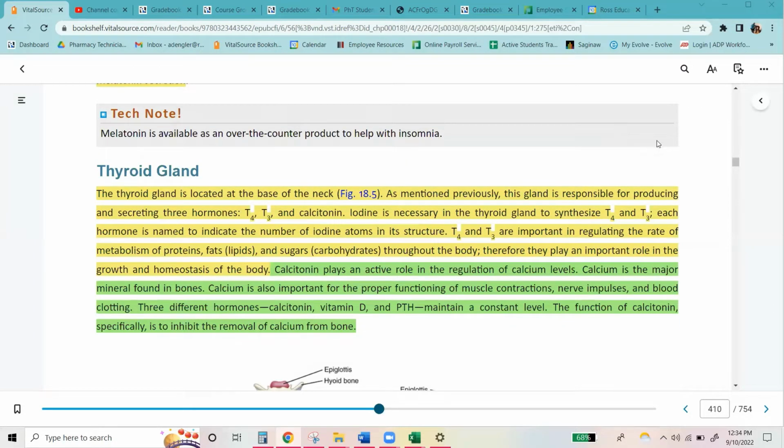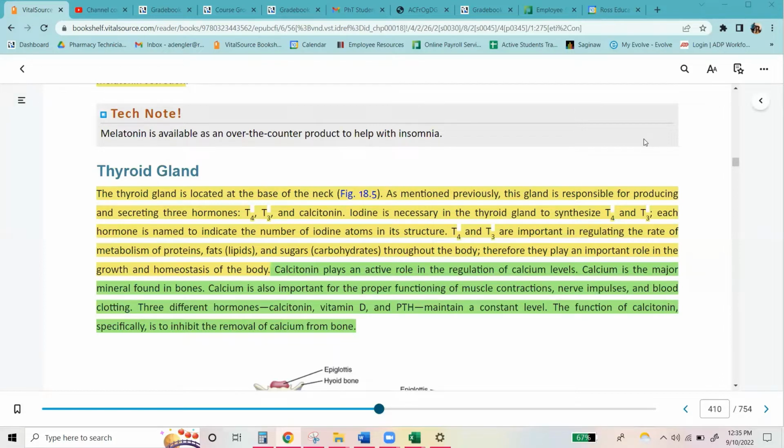The thyroid gland is located at the base of the neck. It is responsible for producing and secreting those three hormones that we already talked about, T4, T3, and calcitonin. Iodine is necessary in the thyroid gland to synthesize T4 and T3. Each hormone is named to indicate the number of iodine atoms that it has in its structure. T4 and T3 are important in regulating the rate of metabolism of proteins, fats, and sugars throughout the body. Therefore, they play an important role in the growth and homeostasis of the body.